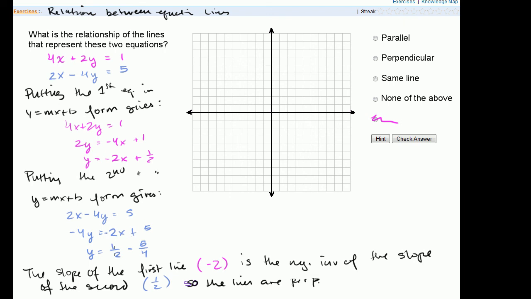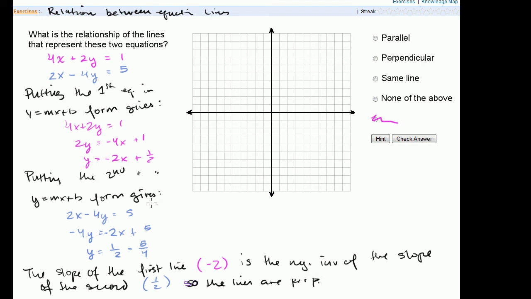If the slopes are the same and the y-intercepts are different, then we're dealing with parallel lines. And if the slopes and the y-intercepts are the same, we're dealing with the same line. And if none of those are true, we're dealing with none of the above. We're dealing with just regular intersecting lines.